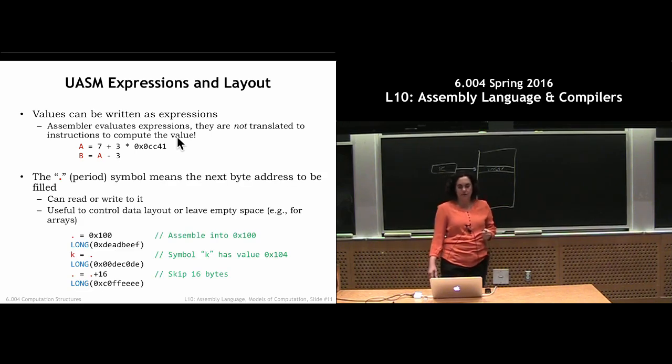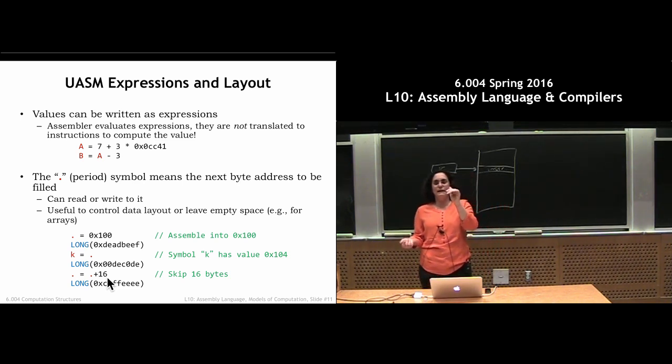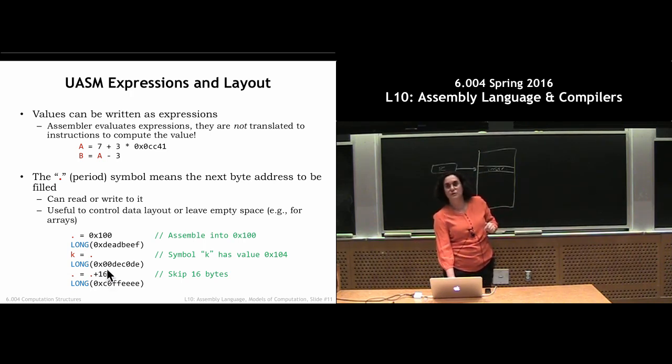And finally, the last thing, which is very useful, is this dot or period symbol. Dot refers to the next location in memory that we're going to fill. So if I say dot equals 0x100, it means that the thing that immediately comes after it is going to be stored at location 0x100 in memory. I can also say things like k equals dot, and now the next location I'm going to fill is 0x104, so that means k is equal to 0x104. And finally, I can also say things like dot equals dot plus 16. This allows me to save some space in memory for an array, for example. Suppose I have a 4-element array. Each of those elements is 4 bytes, so I need to save 16 bytes. That's exactly what this is doing here.